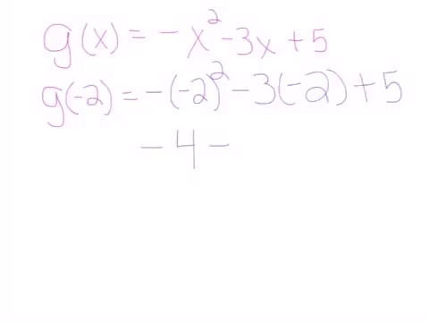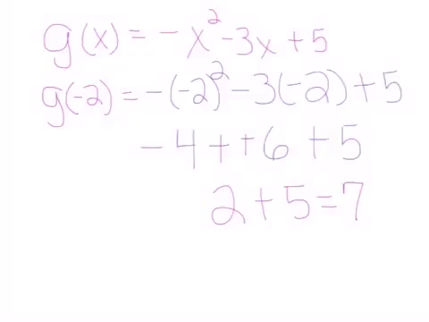And then I have minus 3 times negative 2, which is negative 6, plus 5. So inside, between the 4 and the negative 6, I have a negative and a minus, which become positive. So negative 4 plus 6 gives me positive 2. Positive 2 plus 5 gives me 7. So that's how you evaluate a function for a given value.